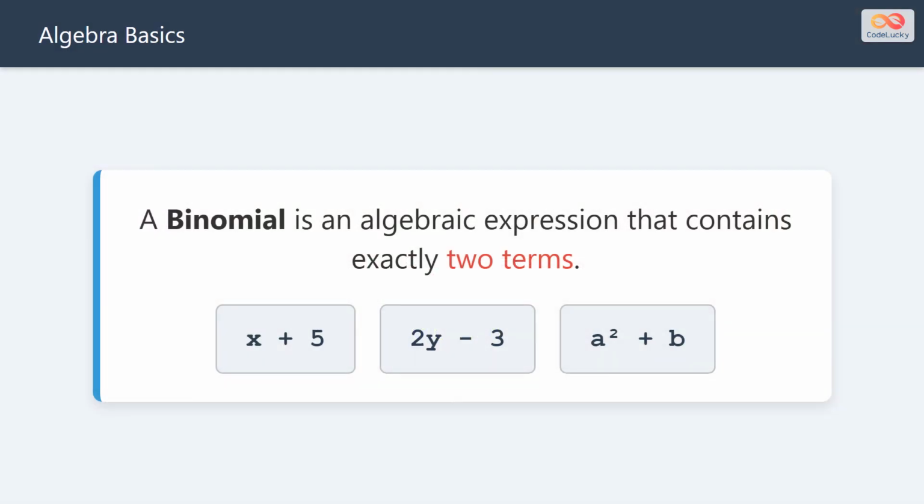First, let's make sure we know what a binomial is. A binomial is simply an algebraic expression that has exactly two terms. For example, x plus 5 is a binomial because it has the term x and the term 5. 2y minus 3 is also a binomial. It just means two parts added or subtracted together.